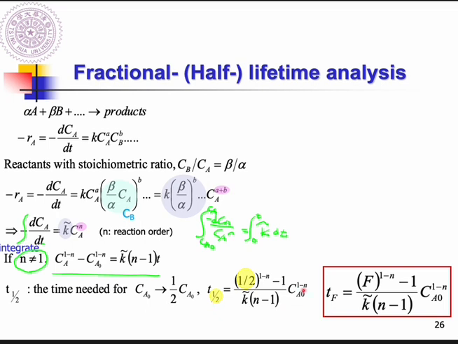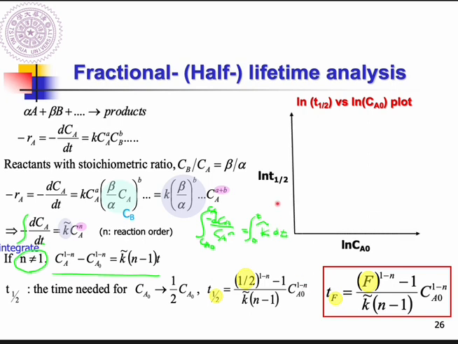Based on this, how can we get the reaction order n? Easy, right? You just take the log on both sides and plot log t 1/2 versus log Ca0, and after fitting, the slope will be equal to 1 minus n. So this is the idea.